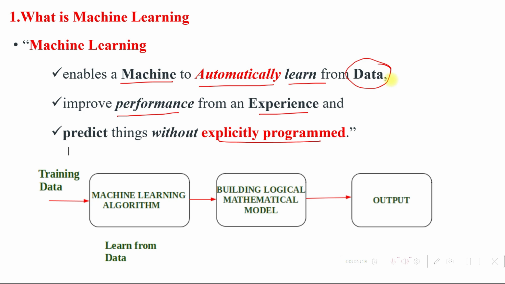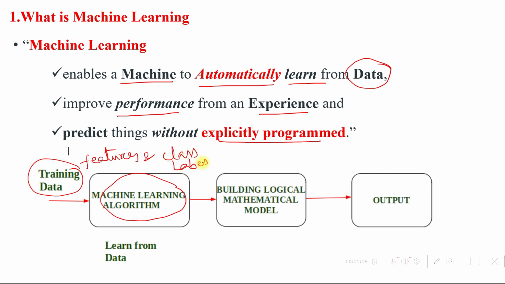So here for the machine learning algorithm, we are providing some training data. The training data contains features and corresponding class labels. Based on this data, the machine learning learns some information from the training data. So from this, the machine is going to generate one model. That model is called a mathematical model.